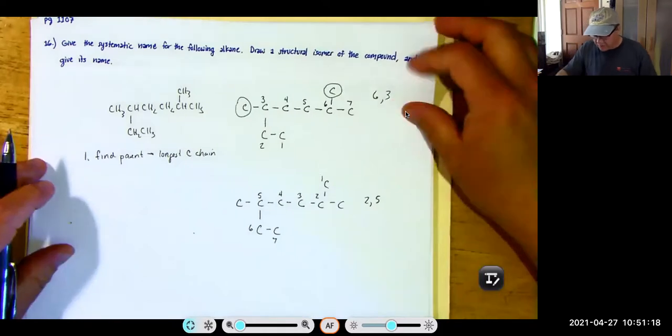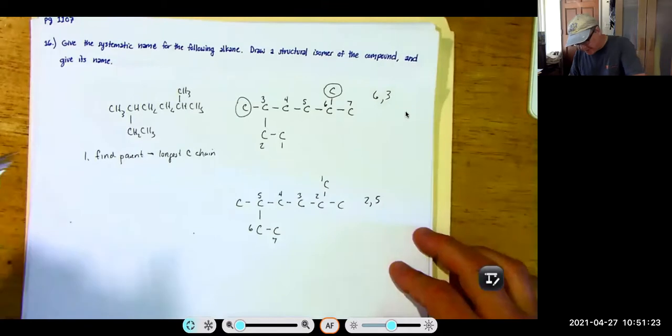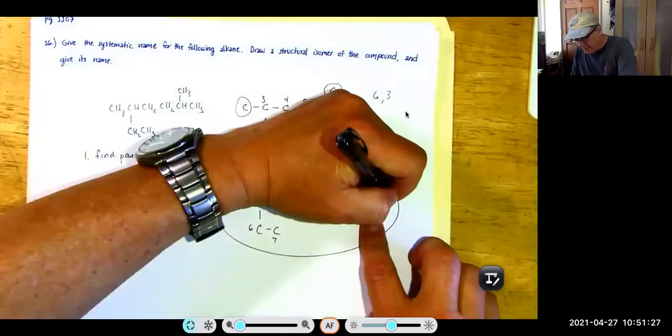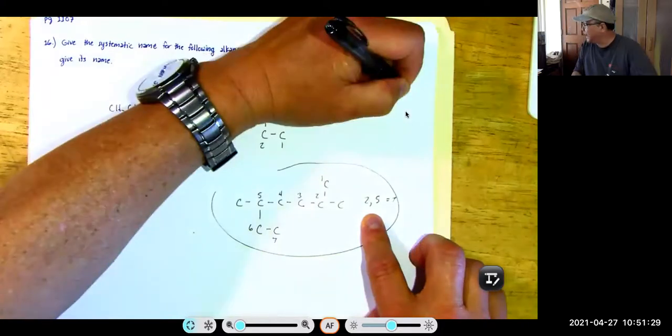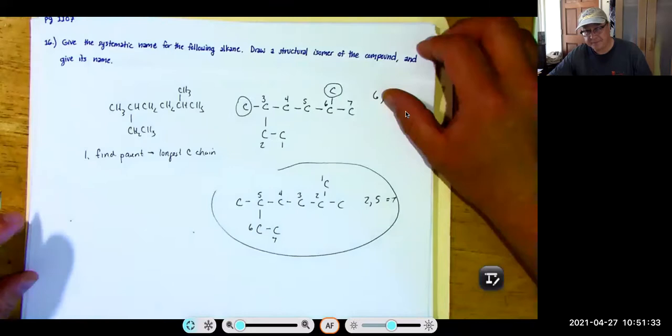Okay, so which of these two numbering systems is the best? And the answer is this is the best because 2 plus 5 equals 7 and 3 plus 6 equals 9, and you want the lower total. Okay.